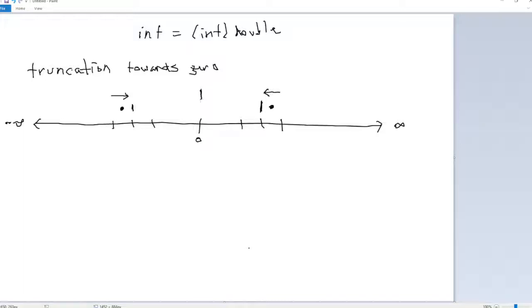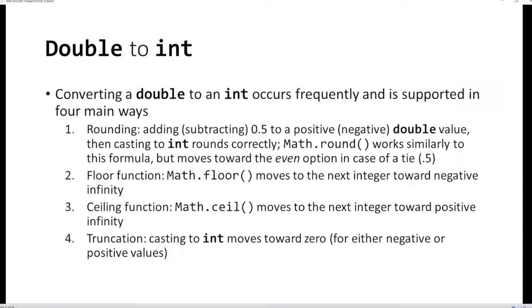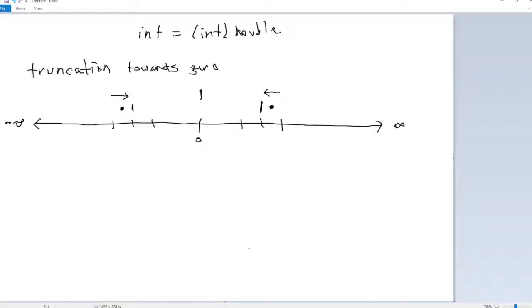When we truncate, the number becomes closer to 0 than it was before. In the negative case, it moves towards positive infinity. In the positive case, it moves towards negative infinity. To unify them, we say it truncates towards 0. The second option is called the floor function. The math.floor method in the math package does the same on the number line. The floor function converts the floating point number to an integer that is always moving towards negative infinity.